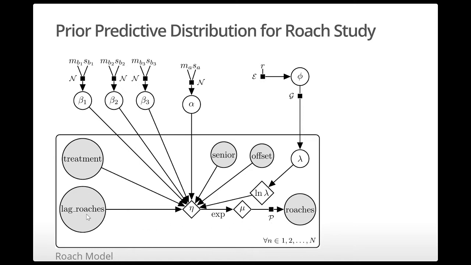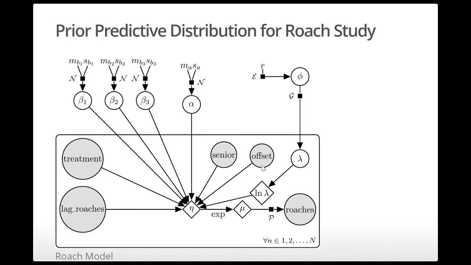We have as another observable variable the number of roaches that they observed before the experiment in those buildings. The treatment, some sort of food or whatever that they put out to catch the roaches. I'm not even sure what that is. Senior is if the building is only for old people. So I guess IAB probably was not, well, it could have been 0 on that variable. Anyway, and then offset, we'll talk about.